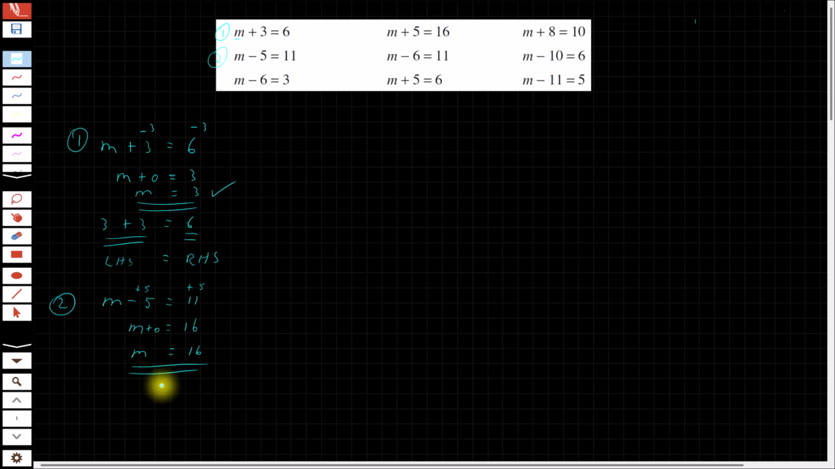This time I won't do any checks like I did here with back substituting the number into the variable. But you can see if we took the 16 and put it here, 16 take 5 is equal to 11. So this is correct.